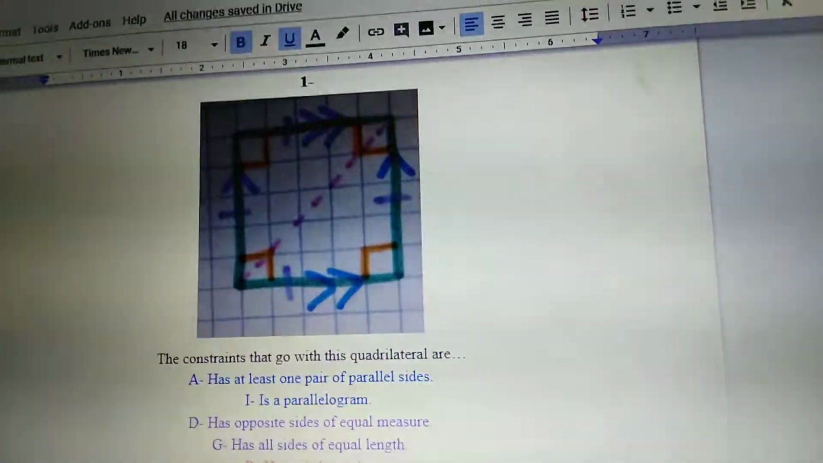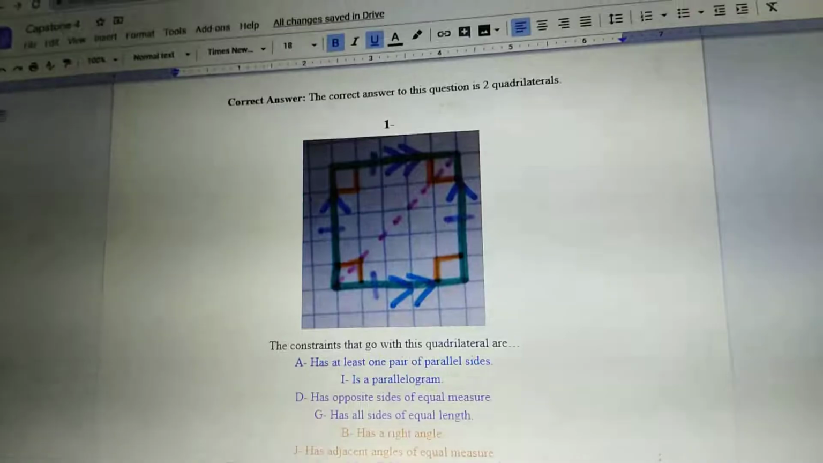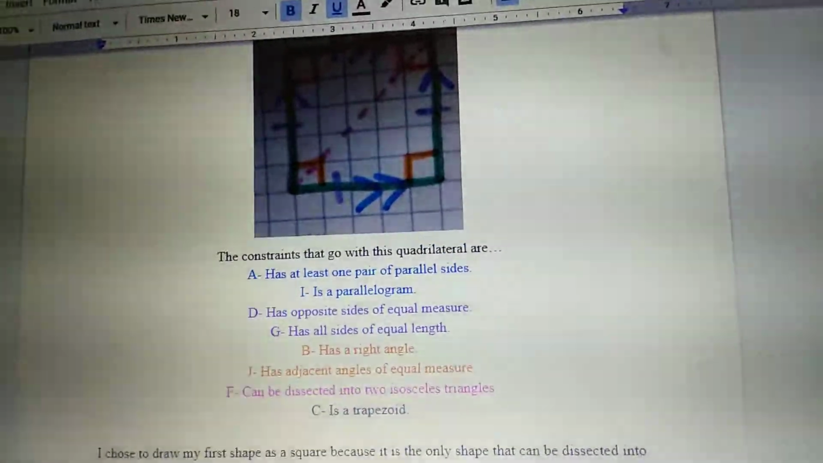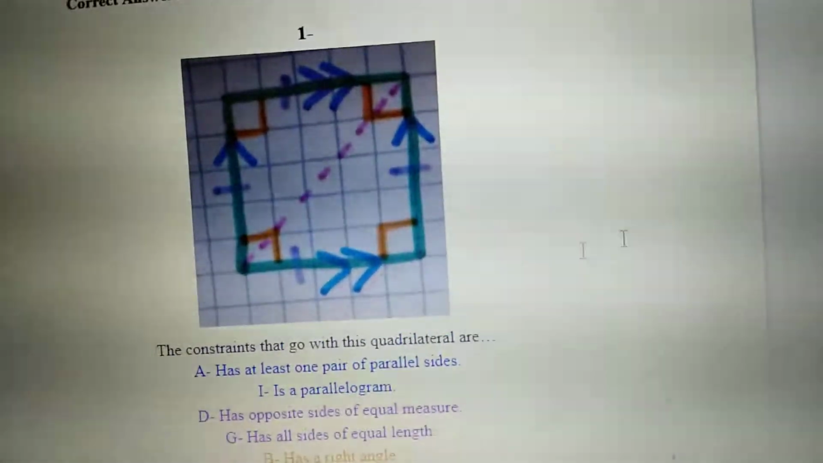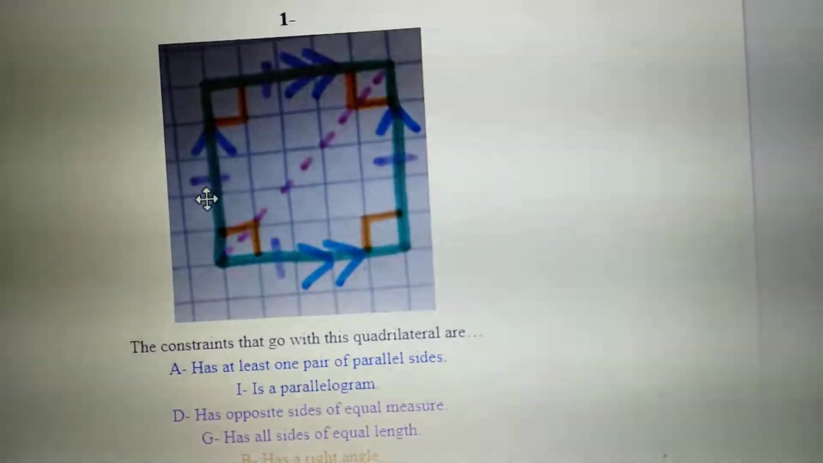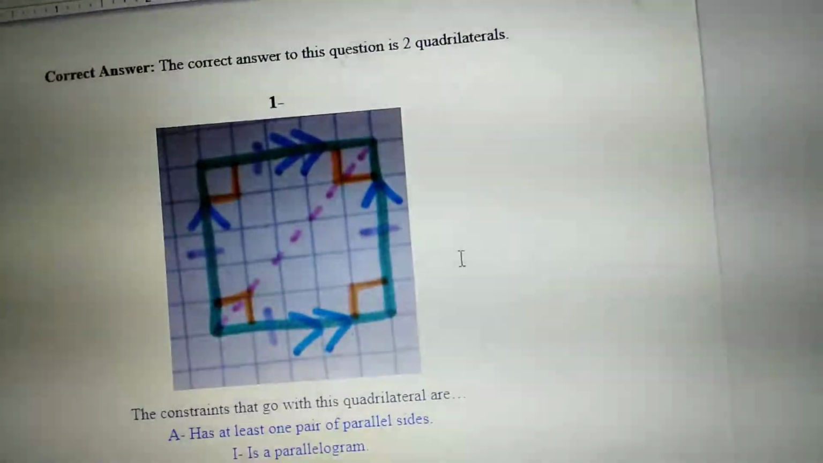And the correct answer to this question is 2 quadrilaterals. And the first quadrilateral is a square. And the constraints that go with this quadrilateral are: A, it has at least 1 pair of parallel sides, and I showed that in blue right there and there, right there and there. That means opposite sides are parallel.